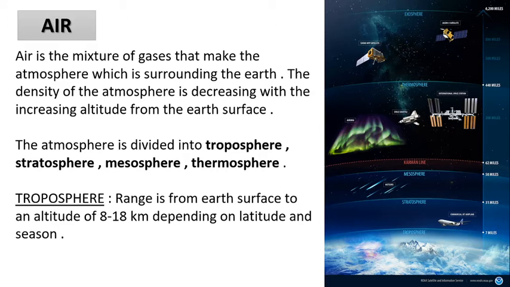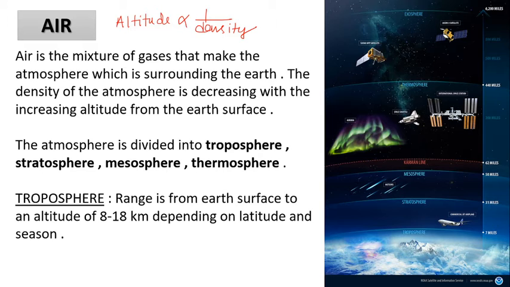So air is an abiotic factor, and it is the mixture of gases, nitrogen, oxygen, and many more, and it surrounds the earth like an envelope. And the density of the earth's atmosphere decreases with increasing altitude from the earth's surface. That means an inverse relation. The earth's atmosphere is divided into 4 major layers. These are troposphere, stratosphere, mesosphere, and thermosphere.